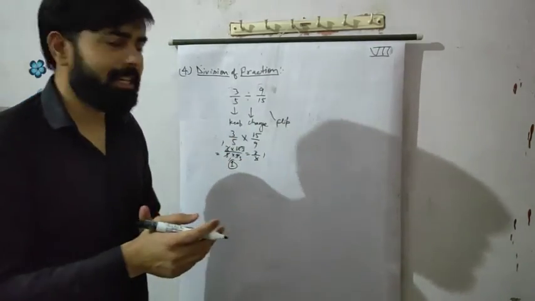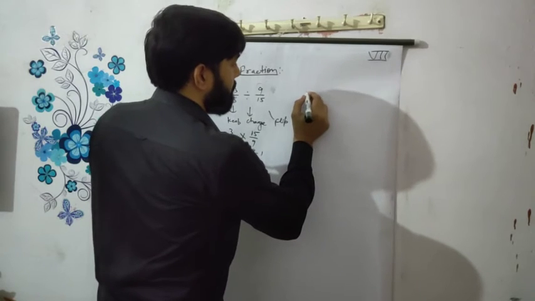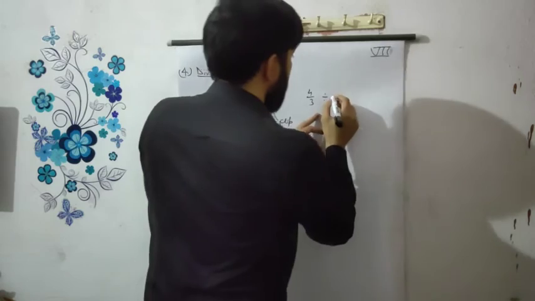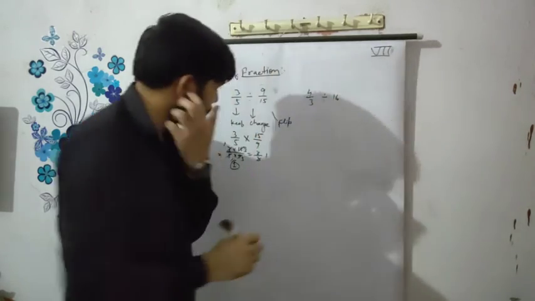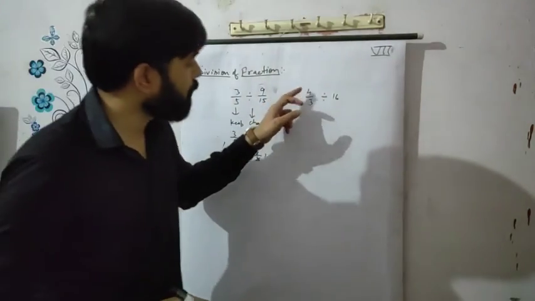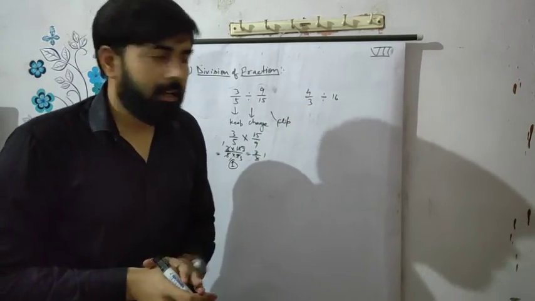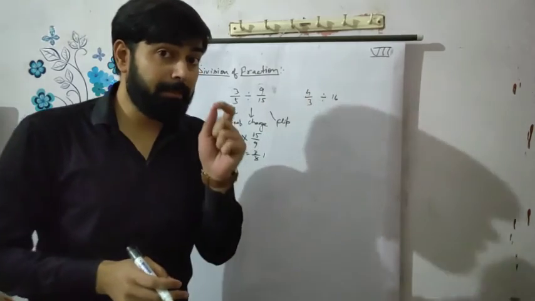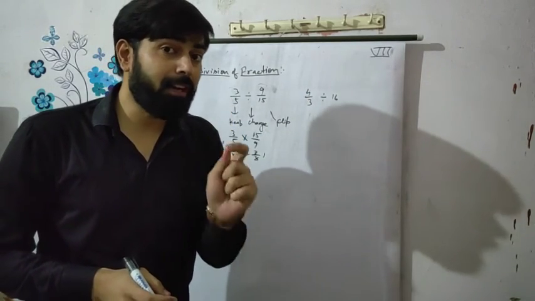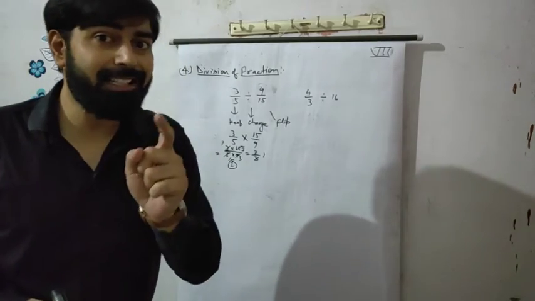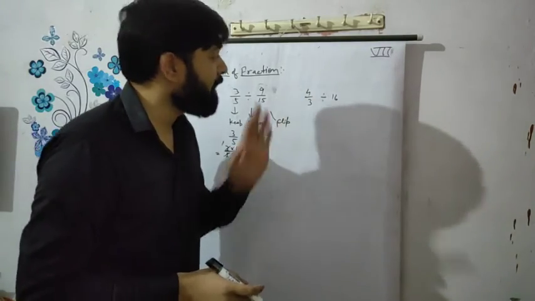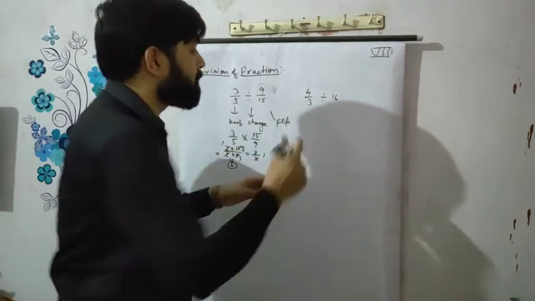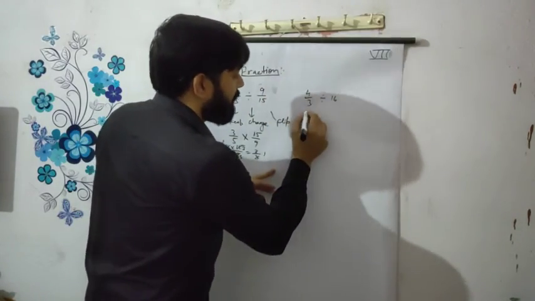Now next we take another example: 4 upon 3 divided by 16. Look at this example. Look at the second fraction. We keep in mind that in division we write the reciprocal of only the second fraction. We cannot change the first fraction, so the first fraction will be the same.